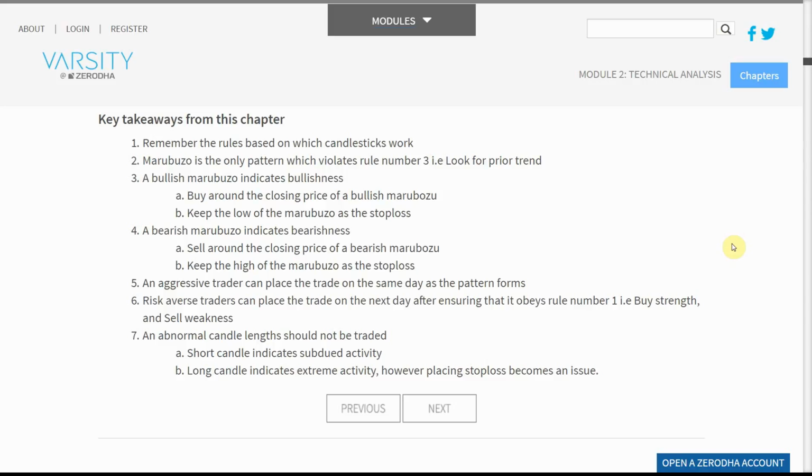An aggressive trader can place the trade on the same day as the pattern forms. Risk-averse traders can place the trade on the next day after ensuring that it obeys rule number 1, i.e. buy strength and sell weakness. Abnormal candle lengths should not be traded. Short candle indicates subdued activity. Long candle indicates extreme activity. However, placing stop loss becomes an issue.